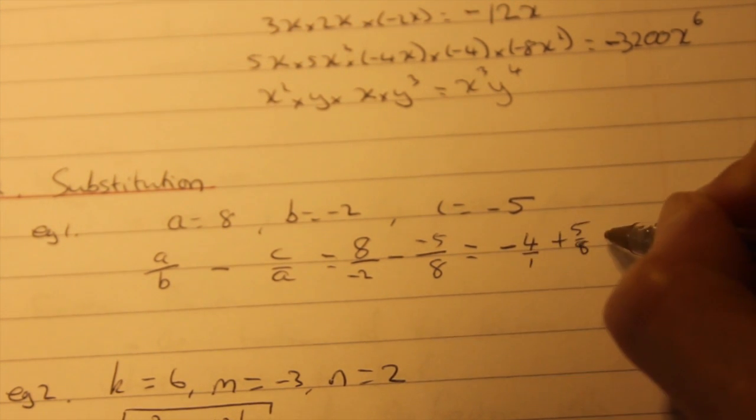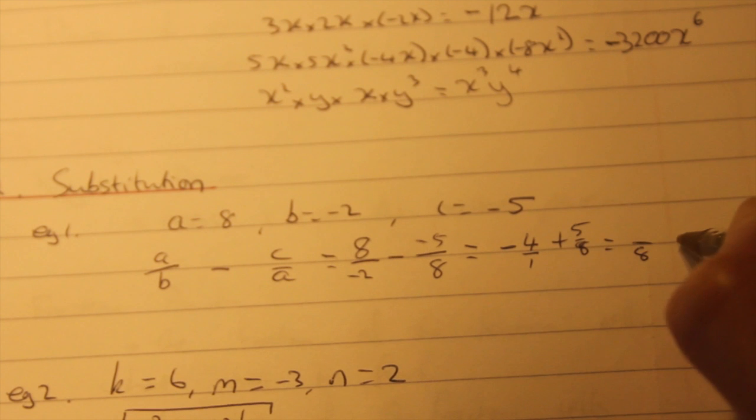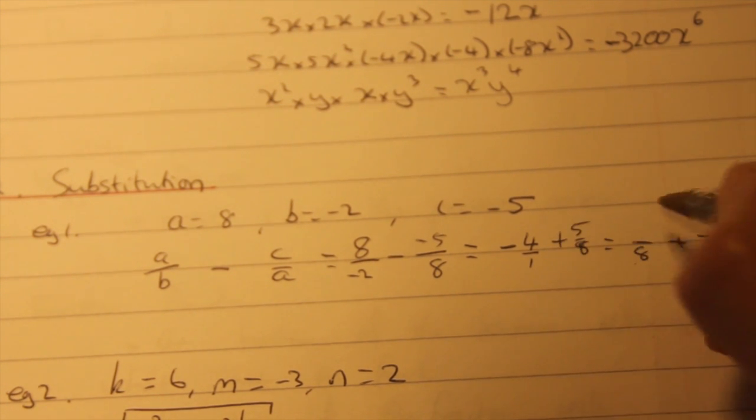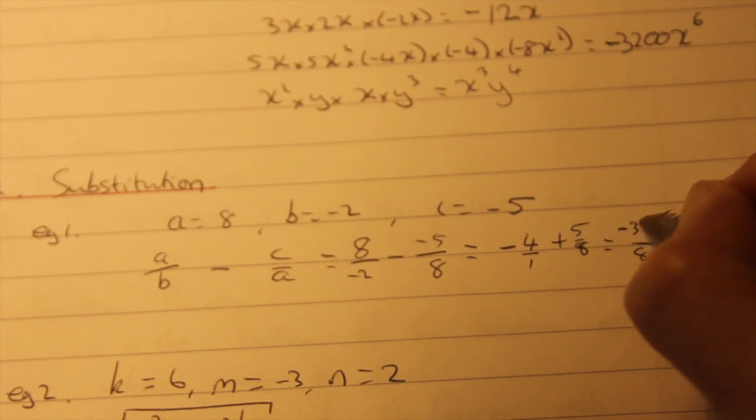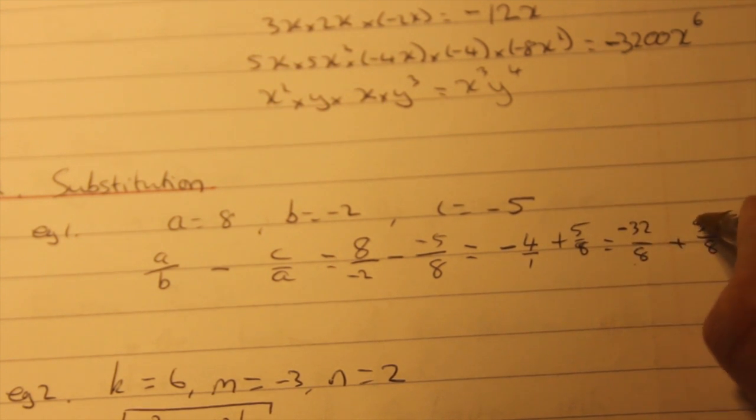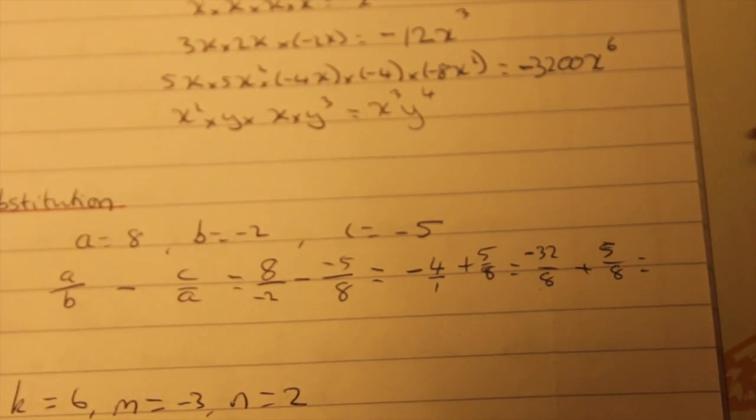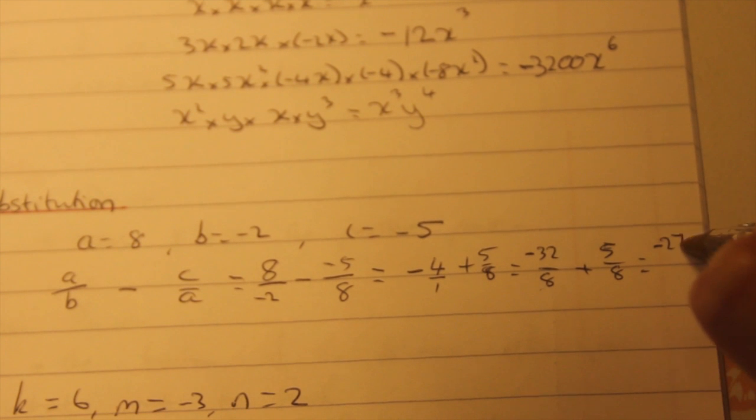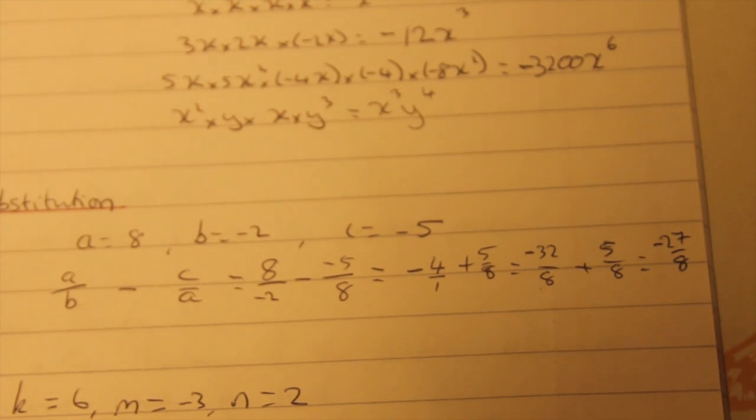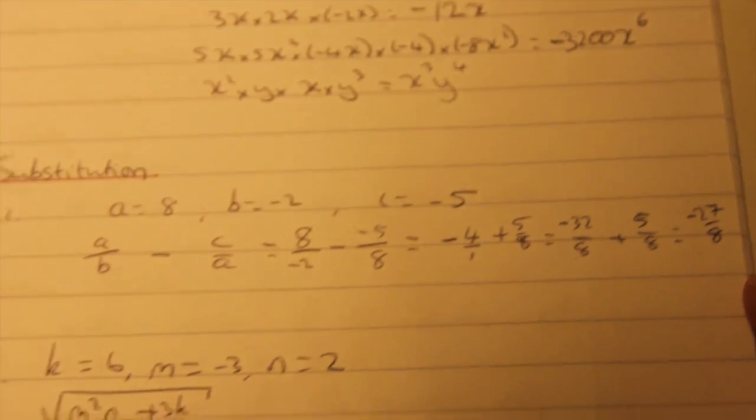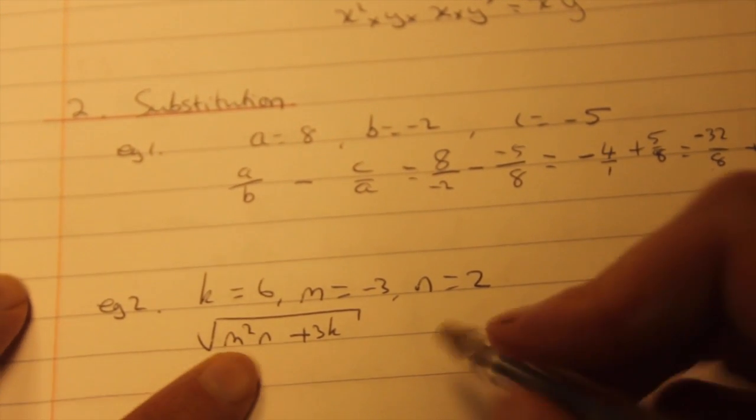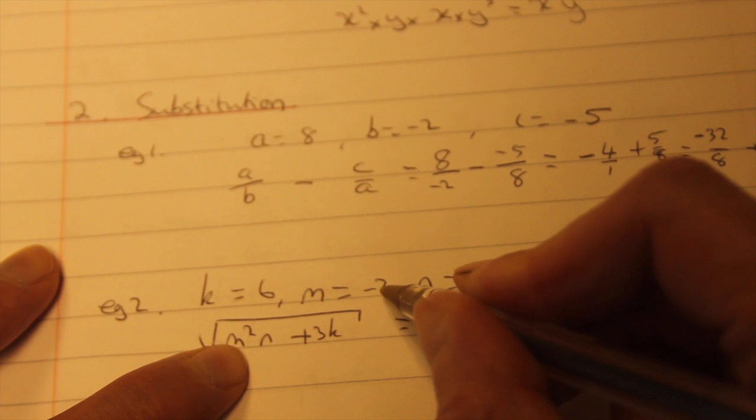So put that over 1. Make the bottoms the same by putting them both over 8. You have to times that one by 8, so you've got to times the top by 8, which gives you minus 32. So, minus 32 add 5. Now this tip tends to make that easier: if you do 32 take away 5, which is 27, and then put a minus sign in front of it, minus 27 over 8. And the next example I have there, M is minus 3.